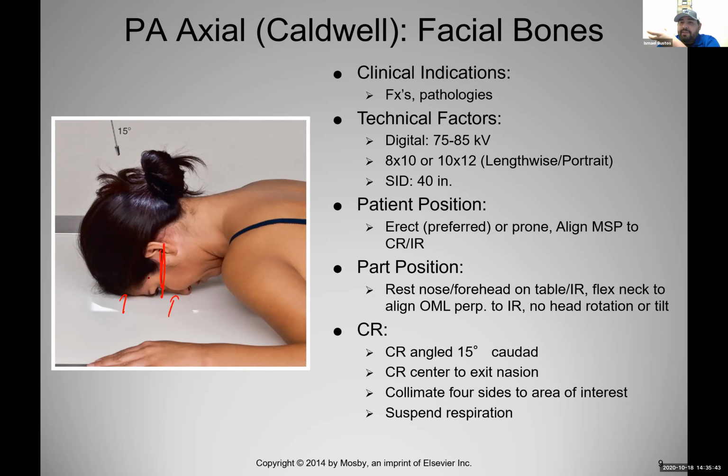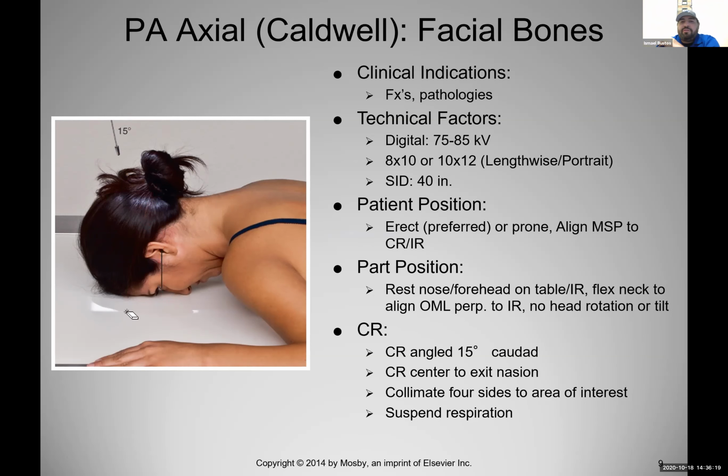If you need to, you may need to flex the neck a little bit more to get it perpendicular to the image receptor. Make sure that there's no rotation, no tilt of the head. And it is a Caldwell projection. So whenever you hear Caldwell, you're always going to think 15-degree angle. And remember, the 15-degree angle is between the CR, which is here, and the OML, which is there. If I also draw this OML out, and then I also draw this 15-degree angle there, that would form the 15-degree angle. Okay, and that's what makes it a Caldwell.